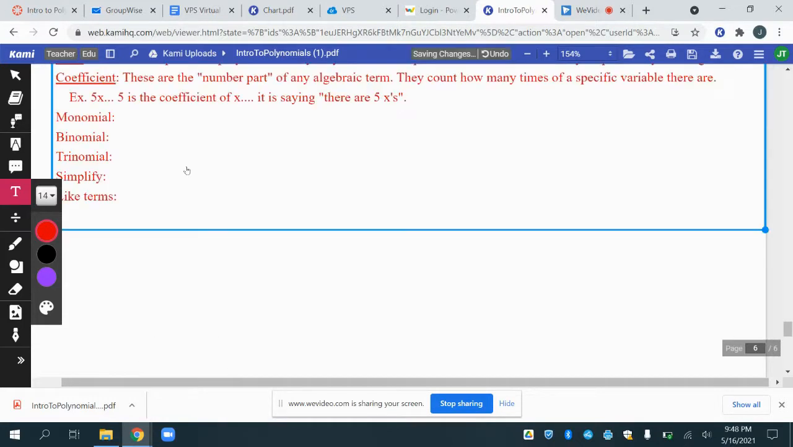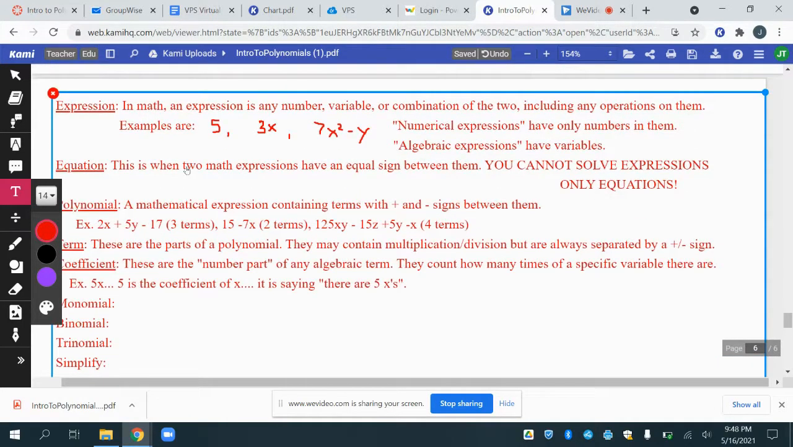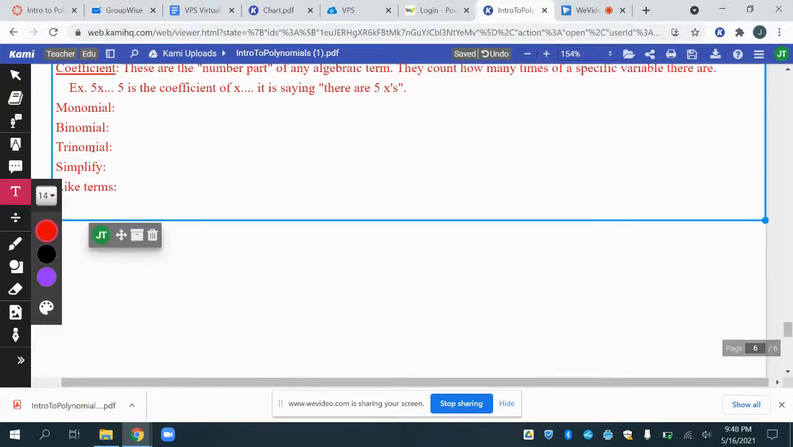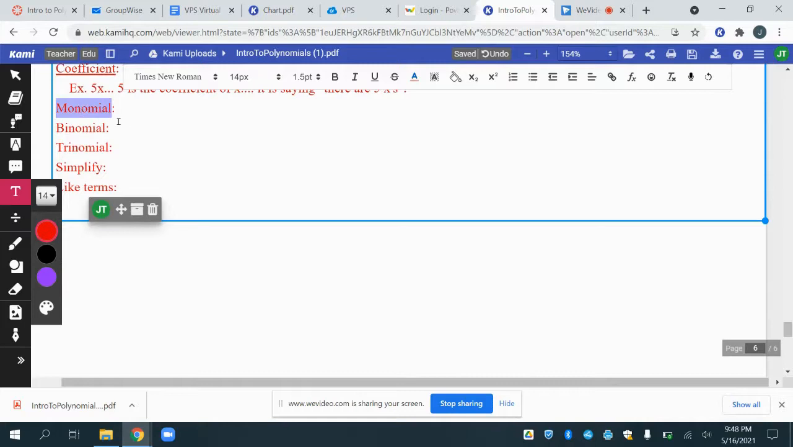Mostly this is just to get some of these words down, just in case we use them later, okay? So you can write this down someplace. You can screenshot it and save it for later. A monomial is a polynomial with only one term, like 15 or 27xy.